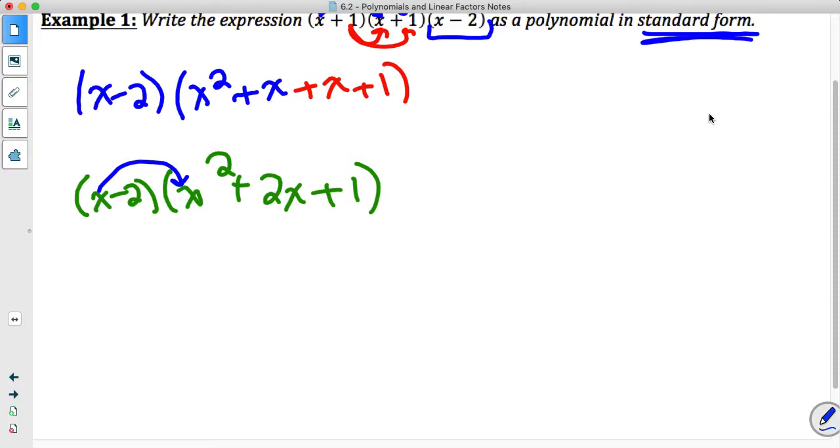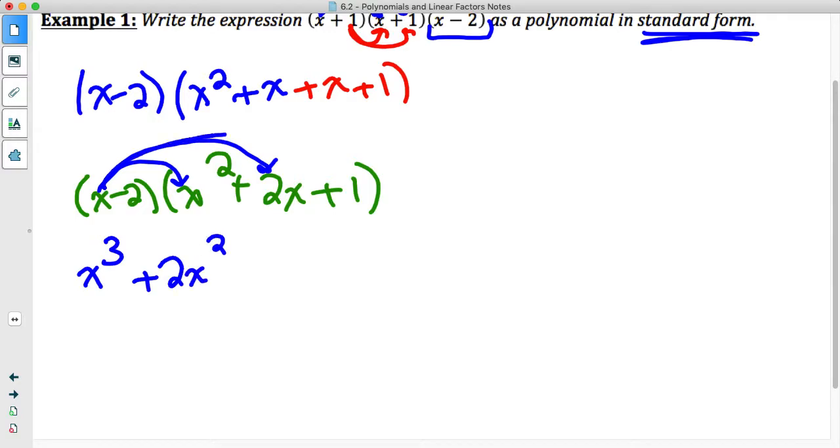X times x squared, add your exponents. 1 plus 2 gives us x to the third. X times 2x, that's going to give us a plus 2x squared. One more time, x times 1, that just gives us a plus 1x, or you can just write x.